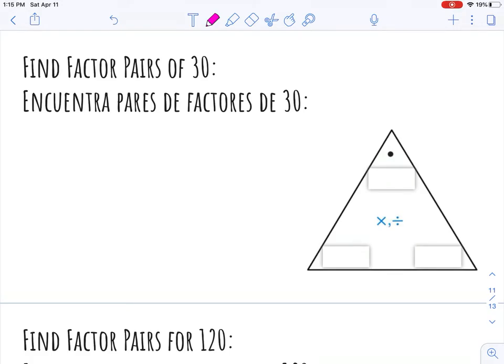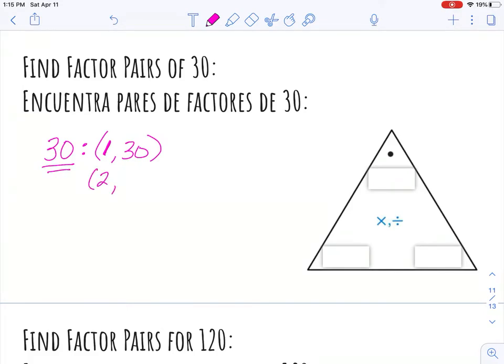So let's think about how can we multiply to get 30? 30 is our answer. What can we multiply by? When I do this, I like to start with my lowest number. Can I multiply by 1? Yes, I can. 1 times what gives me 30? 1 times 30. Correct.